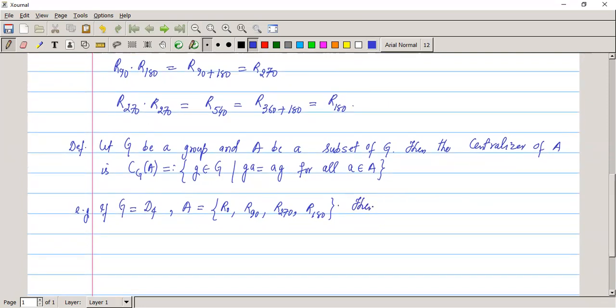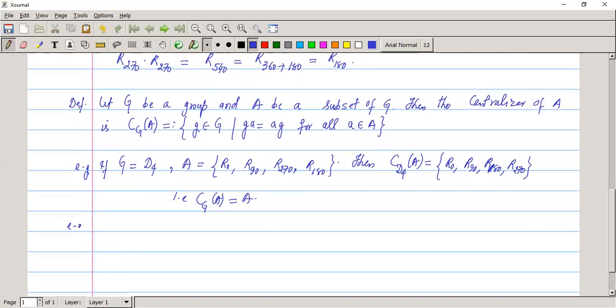Then what will be the centralizer of the set A in D4? This will be the set of elements that commute with all these rotations. So in fact, we can clearly see from the definition that all the rotations will commute with all the other rotations. So therefore, this will contain these rotations, actually R0, R90, R180, and R270. And then it can be easily checked that none of the reflections will commute with all these rotations. So therefore, in this case, the centralizer of A in D4 for this set A will be equal to A. So that is, the centralizer of A is equal to A.